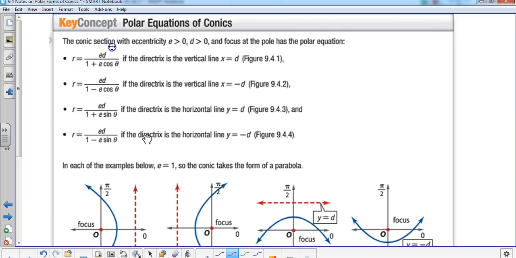All of these really crazy formulas right here will give us a conic when we graph them in polar form. What are the conics again, guys? There are four of them that we studied: circle, parabola, ellipse, and hyperbola. All of these would give us a conic.